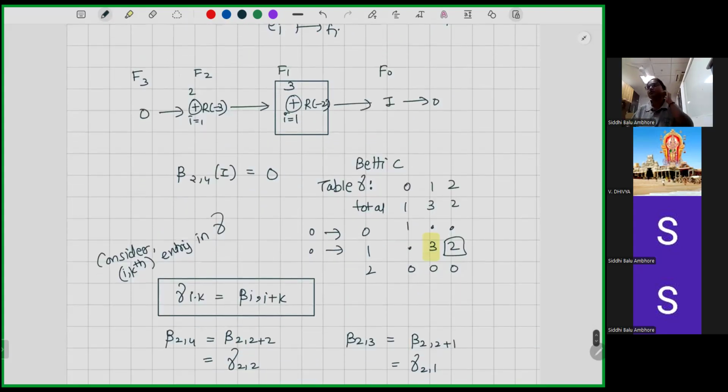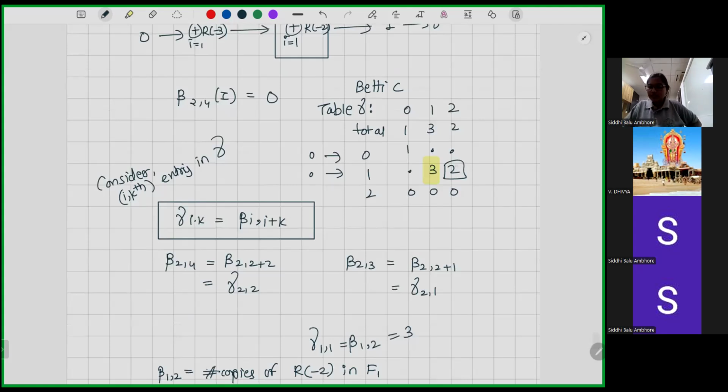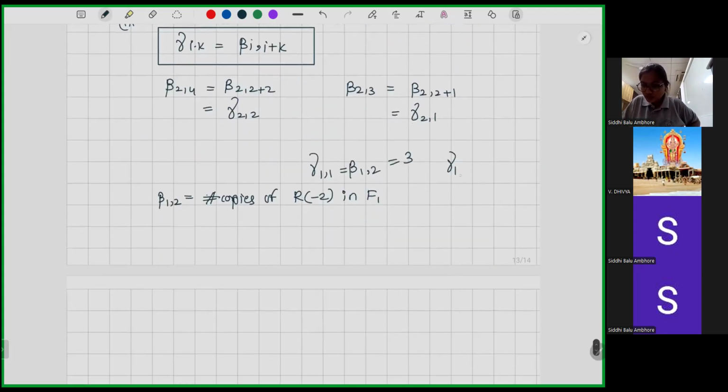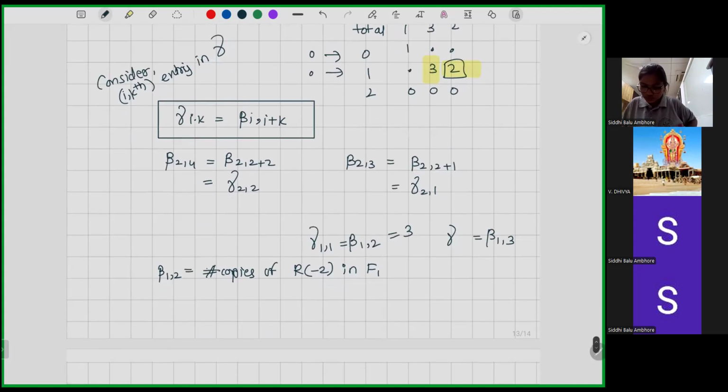So gamma is just, I'm denoting this table. And so here, this is 2. So what does this 2 imply? This is gamma 1, 2, right? So which is beta 1 comma 3. Sorry, I think I need to consider beta 2 comma 3, 2 comma 1. So this is 2 comma 3. So in F2, the degree 3 terms.